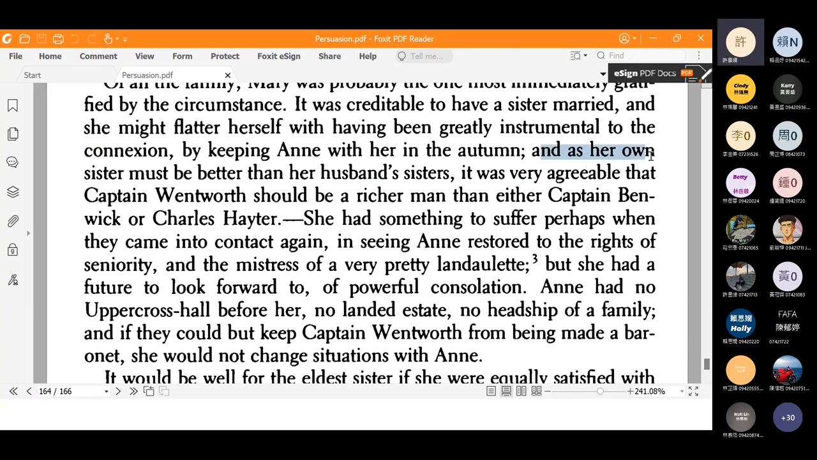And as her own sister must be better than her husband's sisters, it was very agreeable that Captain Wentworth should be a richer man than either Benwick or Charles Hayter. So Mary's idea is people from the Elliot family are better than other people. So the men who marry Elliot women should be better than the men who marry other women. Henrietta marries Charles Hayter. Louisa marries Captain Benwick. So as long as Captain Wentworth is better than those two men, Mary is also happy.